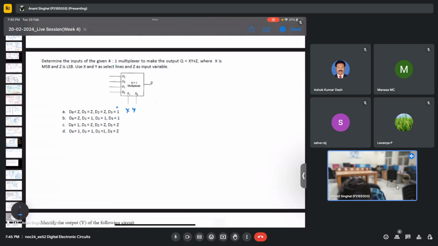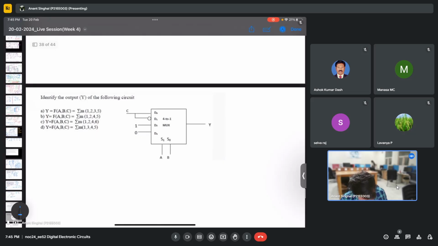So we need to make sure that D3 is 1 so that we will get a XY cleanly. So answer is either A or B. Maybe since we are running out of time, you can check the options. If you will not get the answer, then we will discuss this particular question in the next lecture also. I'm leaving this for now.